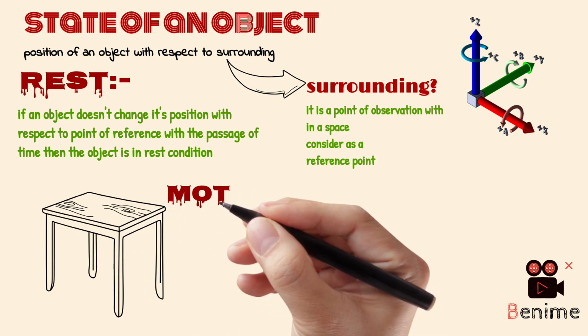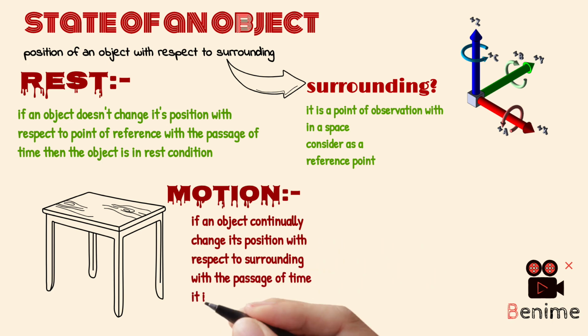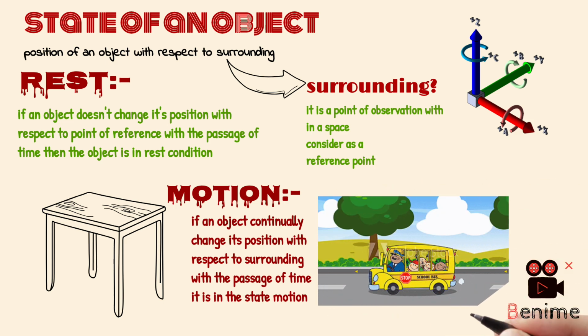Similarly, if an object continuously changes its position with respect to the surrounding with the passage of time, then this condition is said to be motion. Just like a moving bus continuously changing its position with respect to the surrounding.